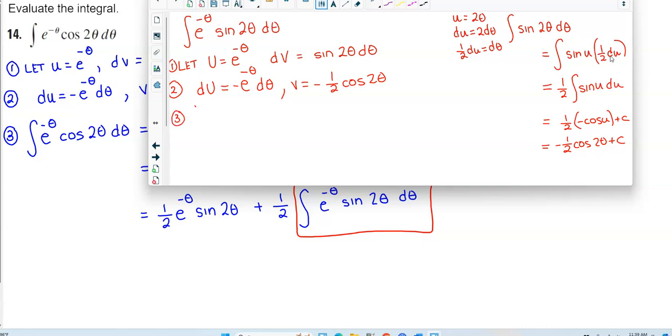Now in step number 3, we're going to go ahead and put in the new integration by parts formula. So we have capital U times capital V minus the integral of capital V dU.